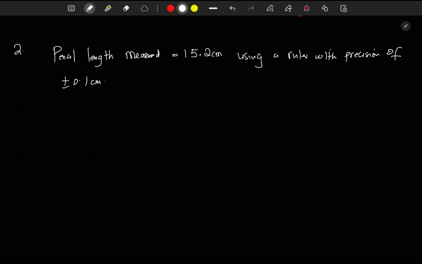It's very easy. All right, so the length is just equal to 15.2 plus or minus 0.1 centimeters. That's all. We're just reporting. We're doing nothing there.